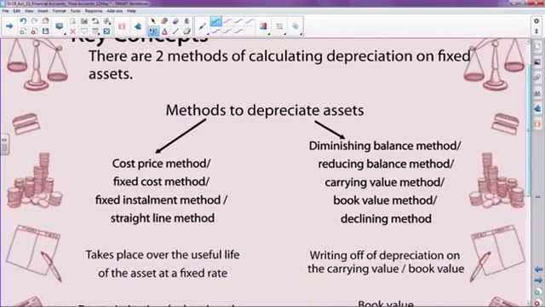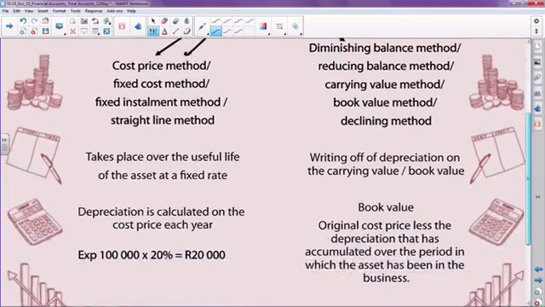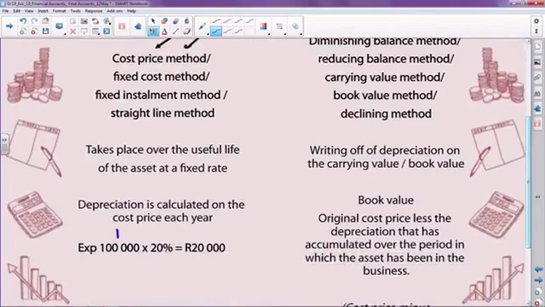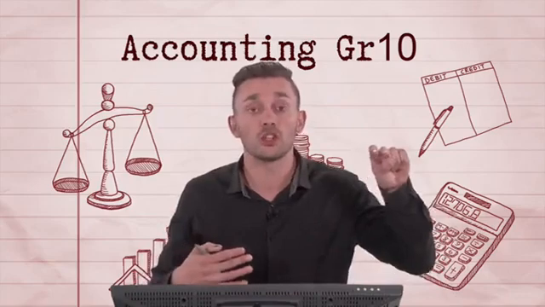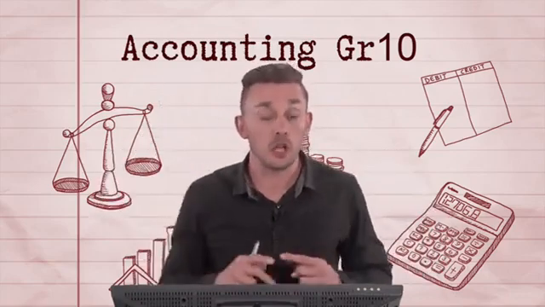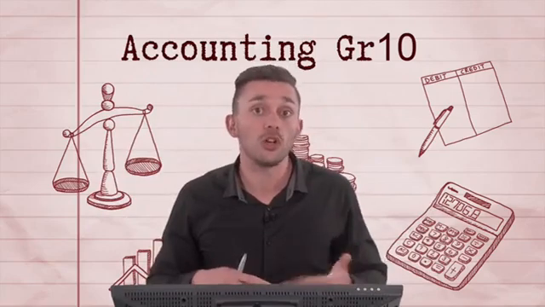Now, the two methods, your very first one, the easy one, I call it the easy one. There it is. We can call this method the cost price method, the fixed installment method, the fixed cost method, or the straight line method. And very easy, we looked at how to calculate it. If I have a cost of 100,000 Rand, I need to take that times 20% to get my depreciation for the year. So therefore, your expense will be 20,000. On the debit side, you'll call that depreciation in your T account, and we'll take it to the negative asset.